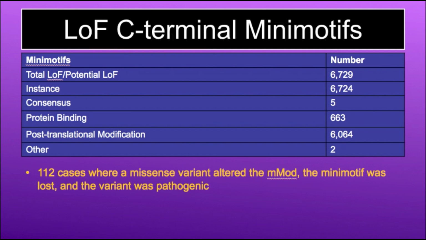But the real kicker is that we had 112 cases where a missense variant altered the M-mod, the mini-motif was lost, and the variant was pathogenic. Because the M-mod was lost and the variant was pathogenic, that means that the mechanism of disease was that M-mod being lost and the mini-motif losing its function. So we have 112 cases where we know that the mechanism of disease was the mini-motif being lost. This is by far the most important result that we got out of this.